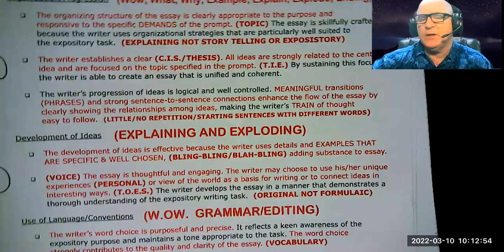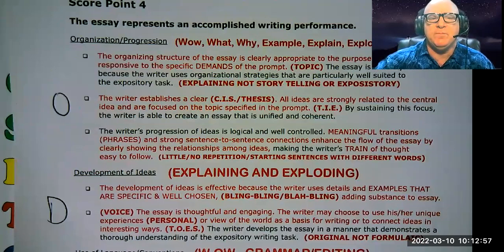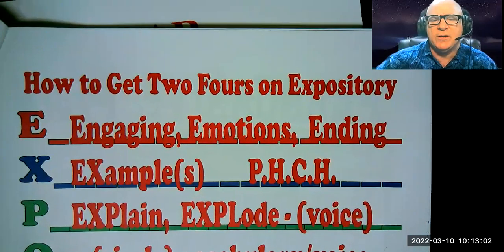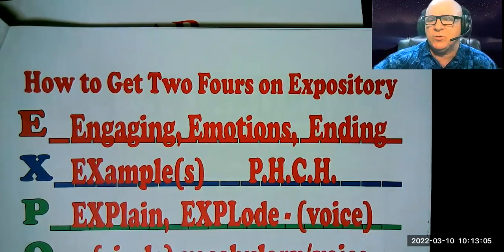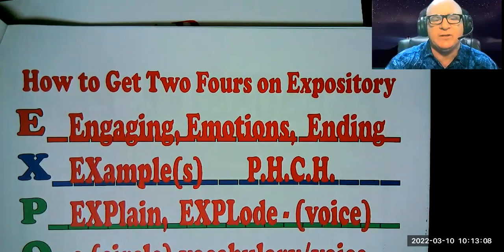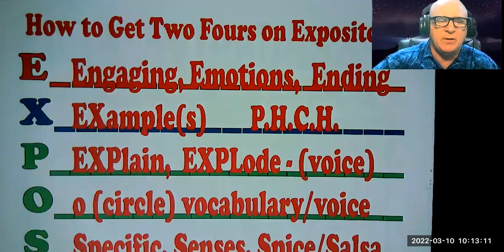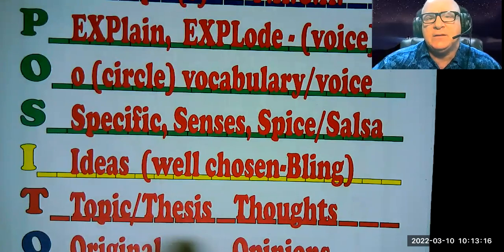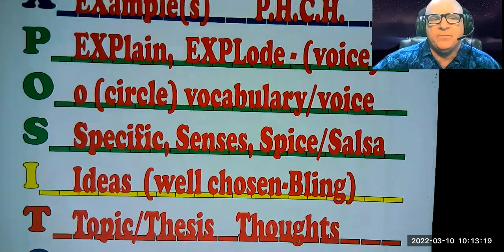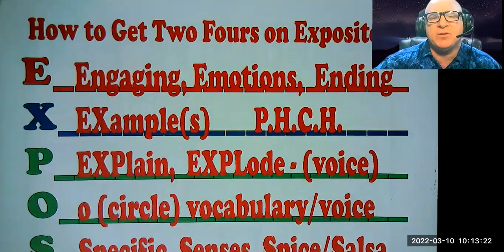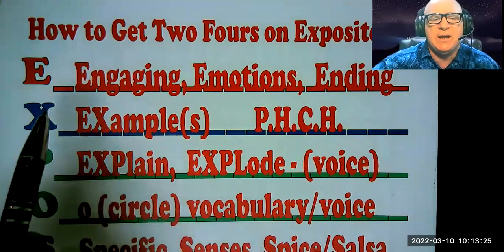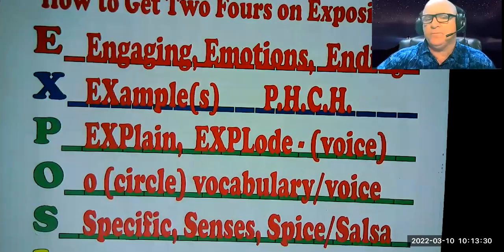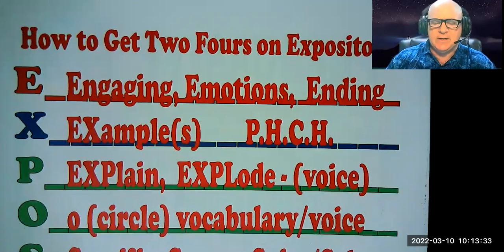Okay, so let's first do the simple way. How do I get a 4 on expository using the word expository? So yo, let's check it out. This word is going to be written on top of the prompt page this year for 9th graders. That word expository is called the purpose of writing. Expository means to EXP, to explain, EXP. Okay, so let's take a look, one letter at a time.